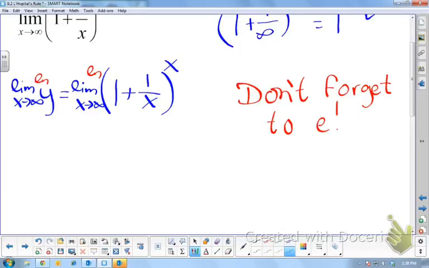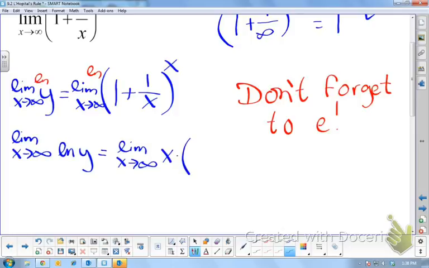Get rid of. Not get rid of. Put it in the front. So we have limit as x approaches infinity of ln y equals limit as x approaches infinity of x times ln of 1 plus 1 over x.